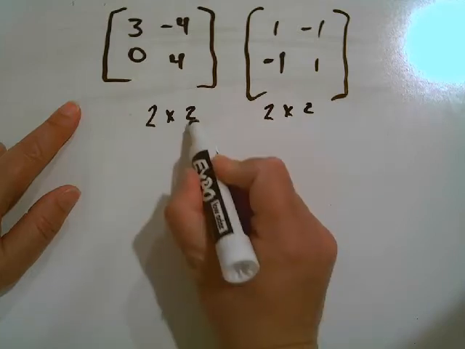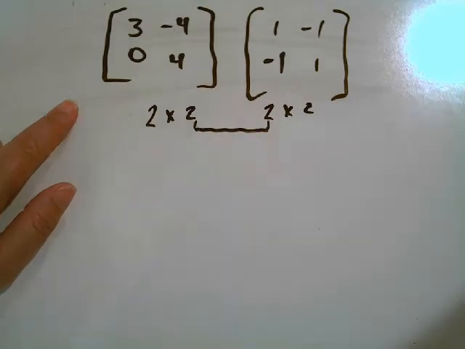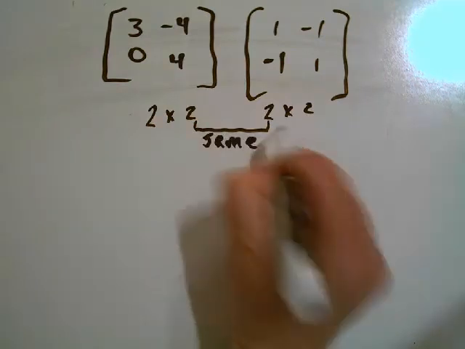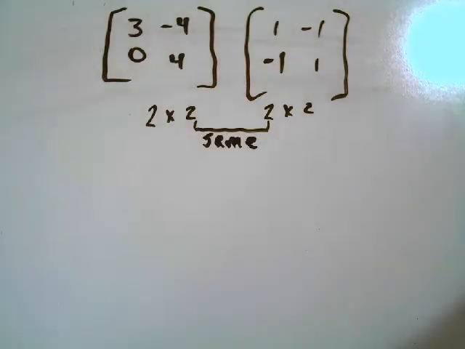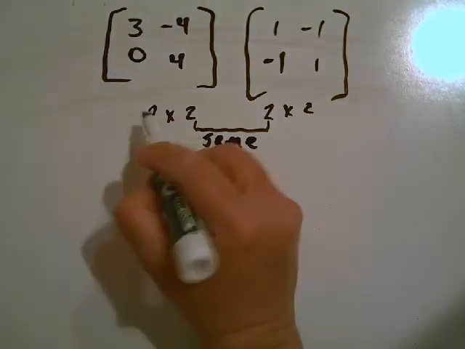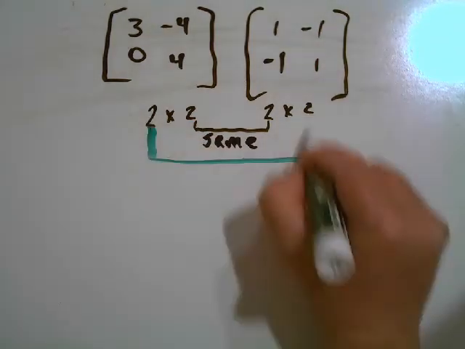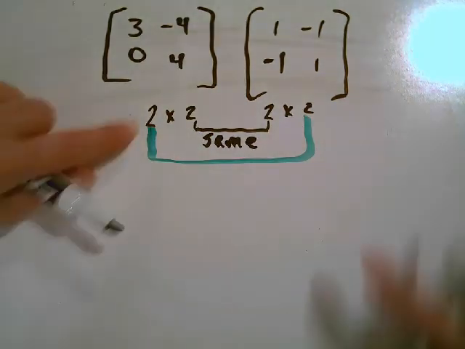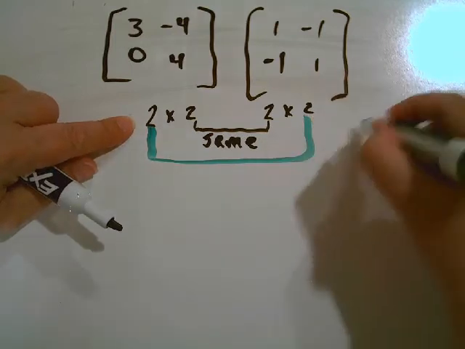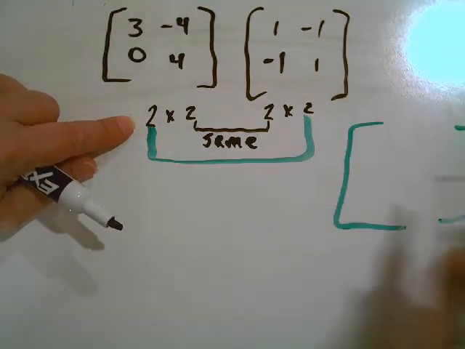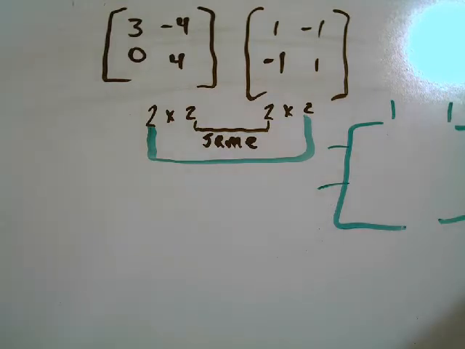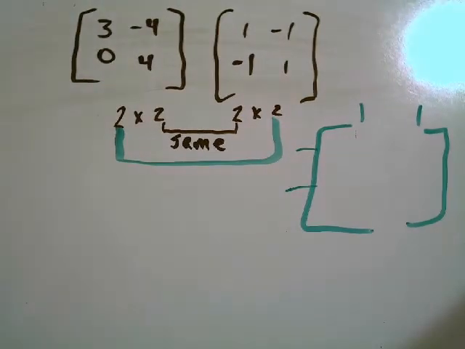So I'm going to look at the inside numbers first. Since those inside numbers are the same, that means yes, I can multiply. Now I want to look at the two outside numbers. The two outside numbers are going to tell me the dimensions of my answer. So since I have a 2 and a 2, I know that my answer is going to have 2 rows and 2 columns.